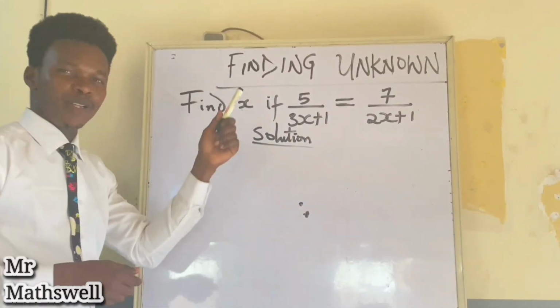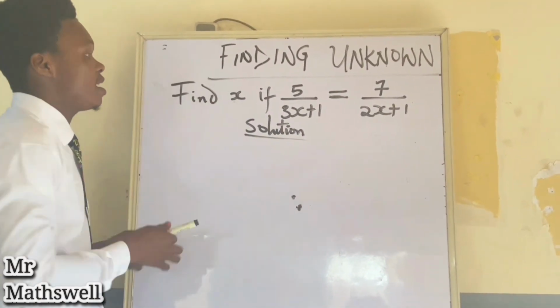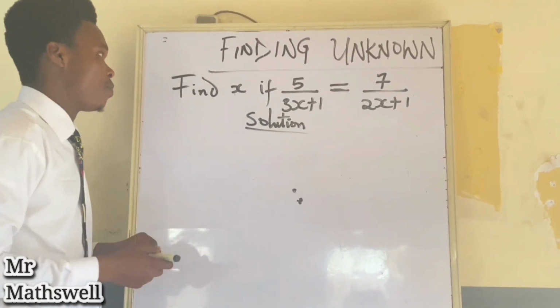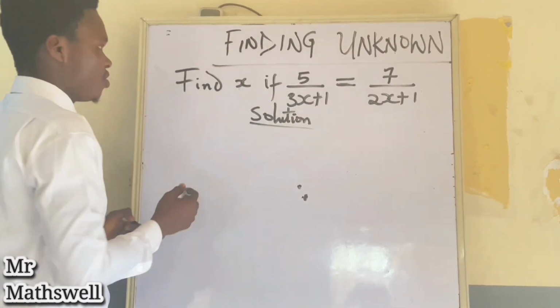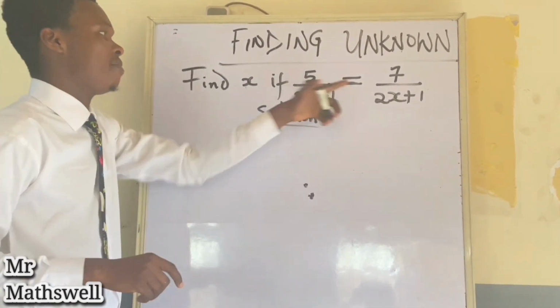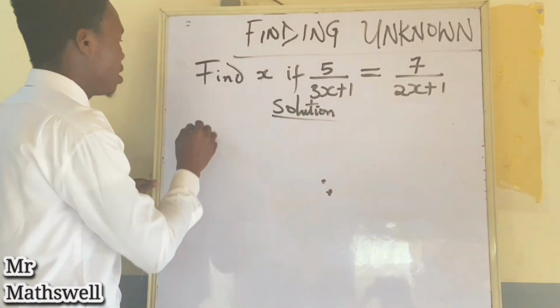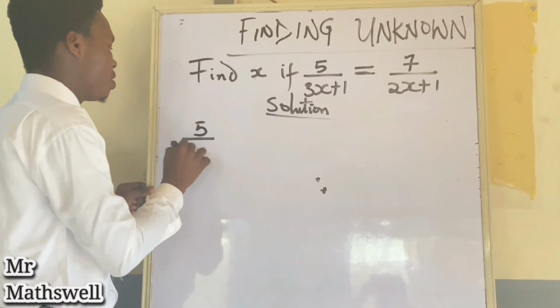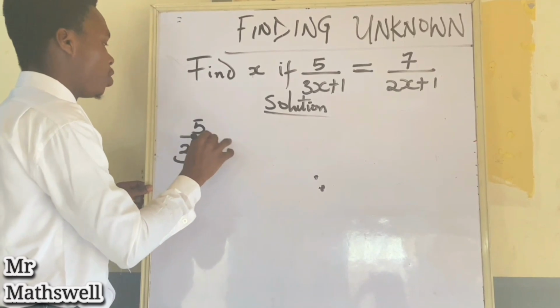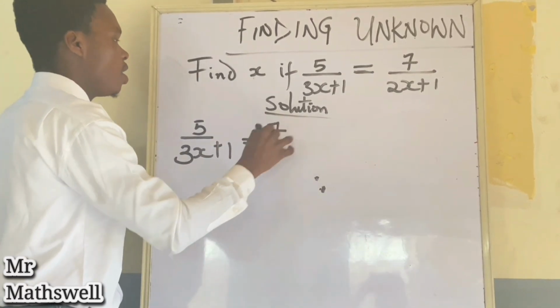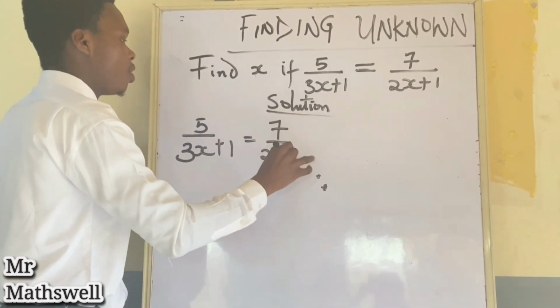Alright, so today we're looking at finding x in this given expression. Take for instance, you have two fractions and then you have an equal sign in between. What do you do? You're going to know in a few minutes. First, write out the question: 5 all over 3x plus 1 equals 7 all over 2x plus 1.